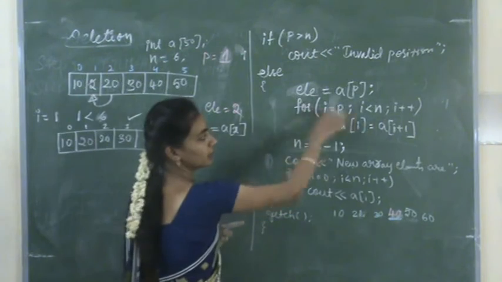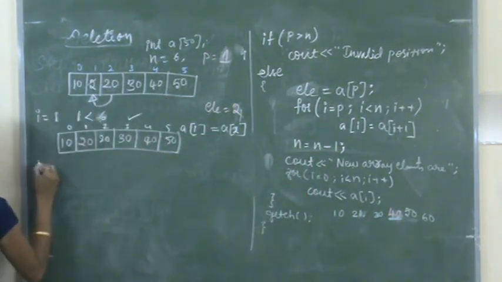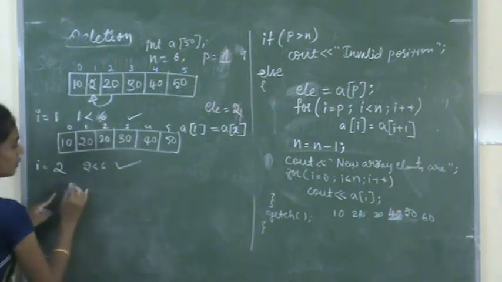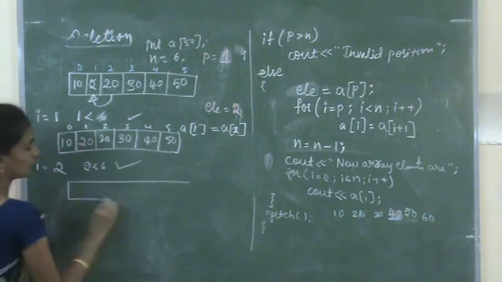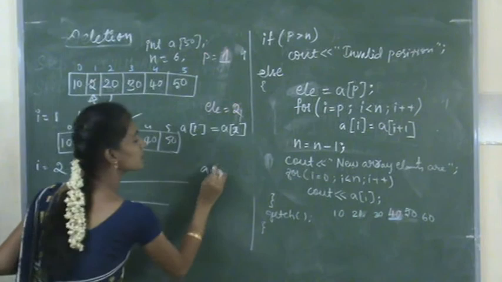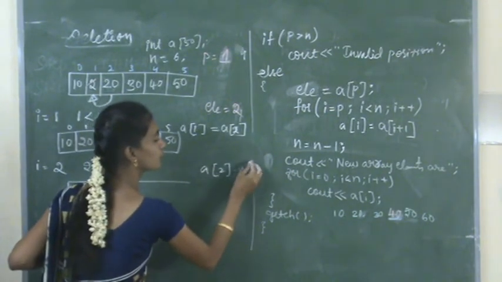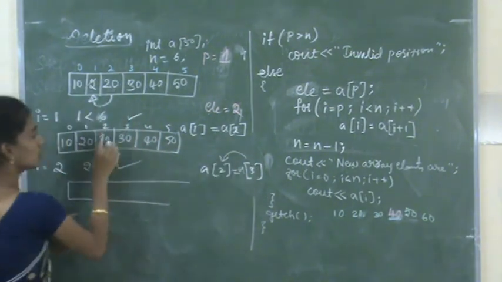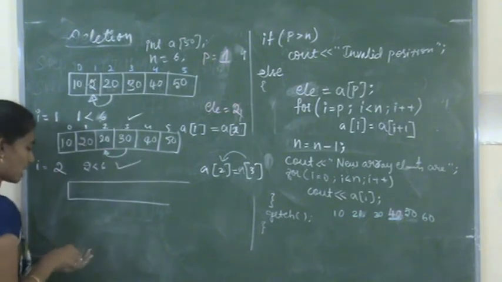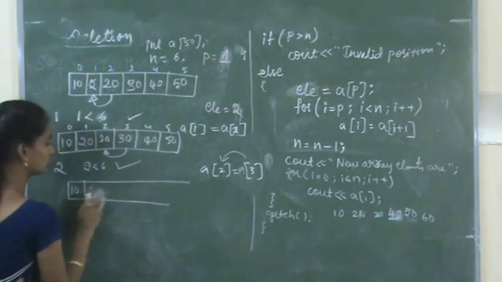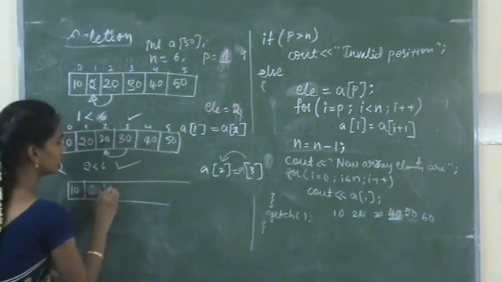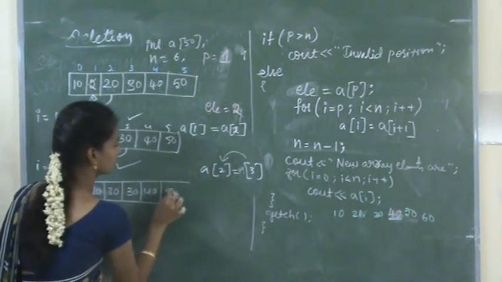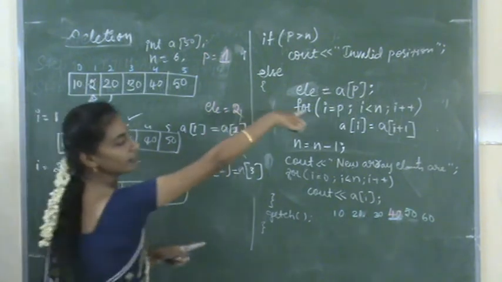Again it will repeat. So i plus plus, now i becomes 2, right? So 2 less than 6, true. So now A of 2 is equal to A of 3. So the value present at position 3 is assigned to position 2, right? So this is assigned to here. Now the array becomes 10, 20, 30, 50, right? So again the i value is incremented.